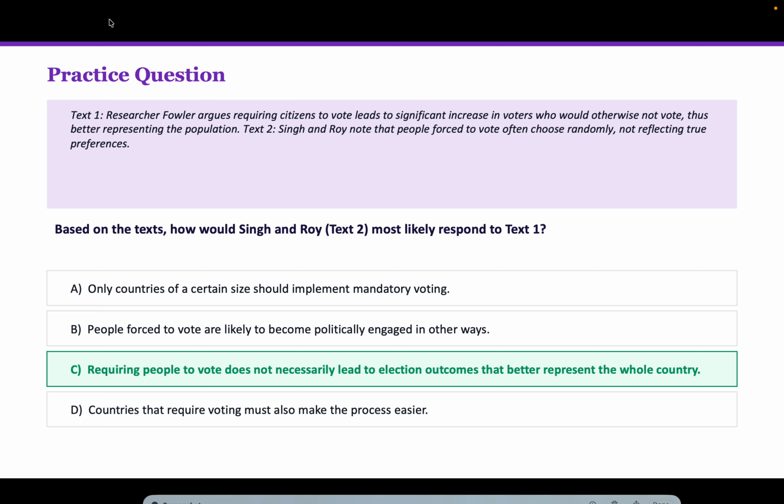C, requiring people to vote does not necessarily lead to election outcomes that better represent the whole country. That's exactly what they're saying, because here they said more people are voting, so it's a better representation of the country. But Singh and Roy are saying, but if they're just picking random candidates, then you're adding noise to the data. So it's actually almost a slightly worse representation. And D, countries that require voting must also make the process easier. Again, this is a policy proposition that is not proposed by either text 1 or text 2, so completely irrelevant.